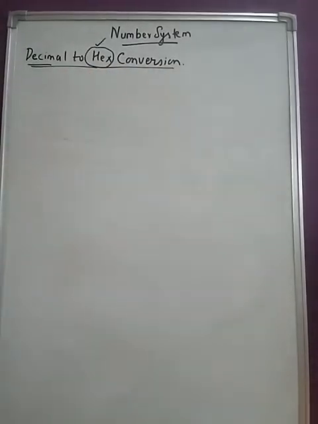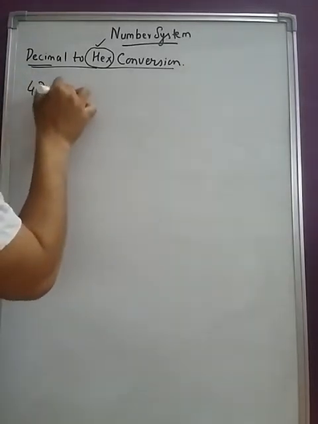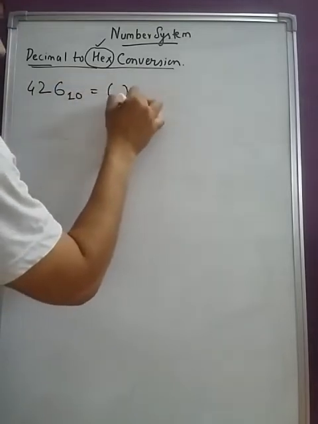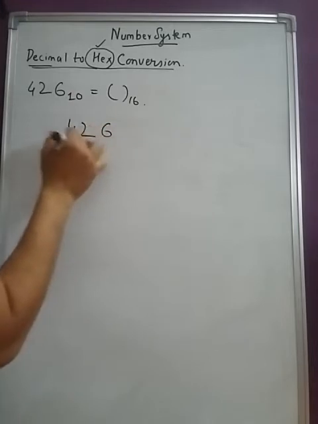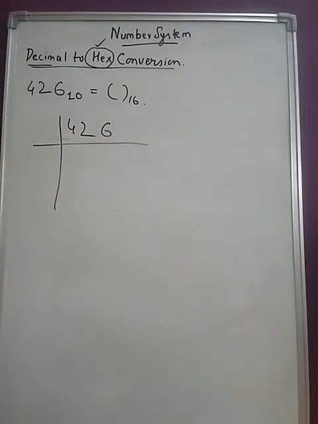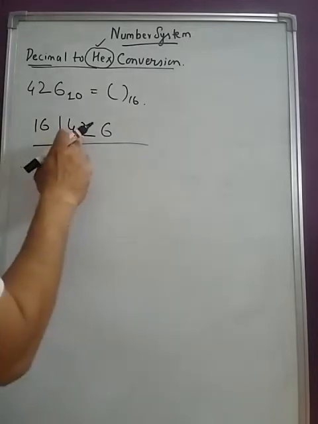Now very quickly we will take up an example. In this example we have the number 426 base 10, and we have to convert it into the hexadecimal equivalent. First you will have this number 426, and you start dividing it by the hexadecimal base, which I have told you is 16. So in the next step, you divide this 426 by 16.